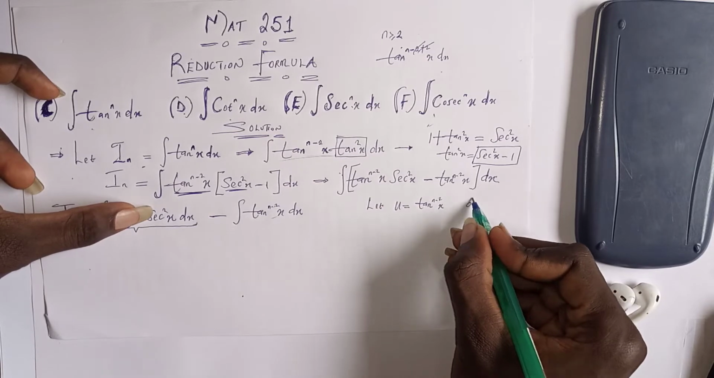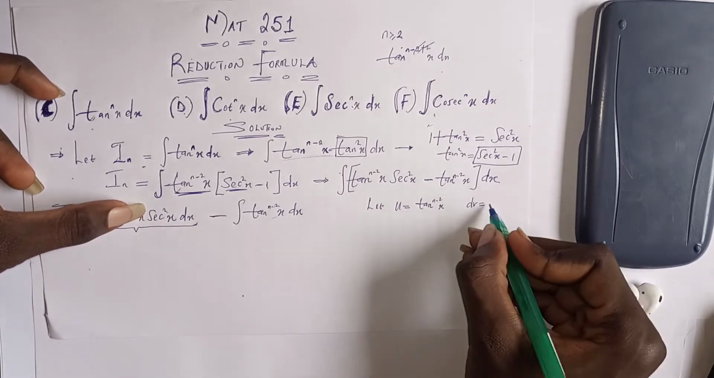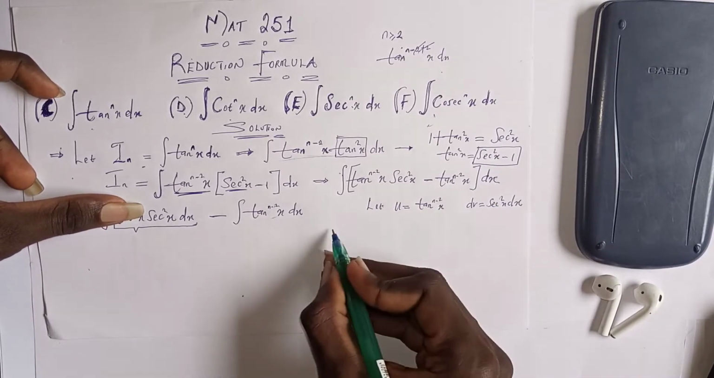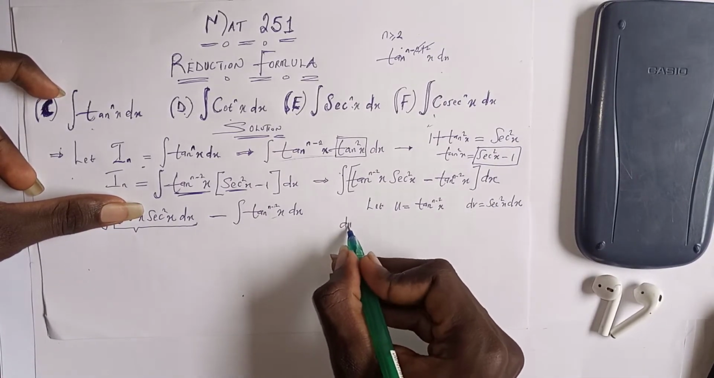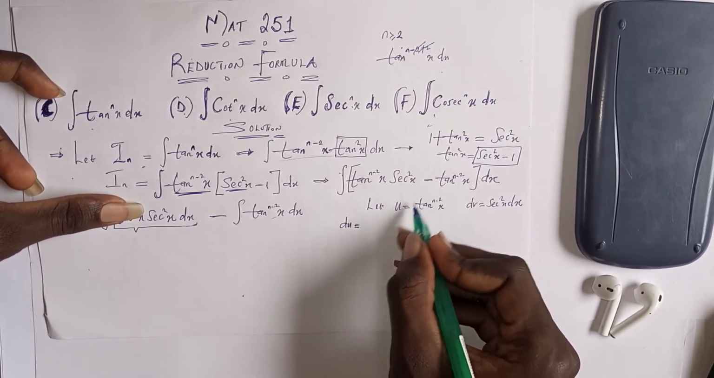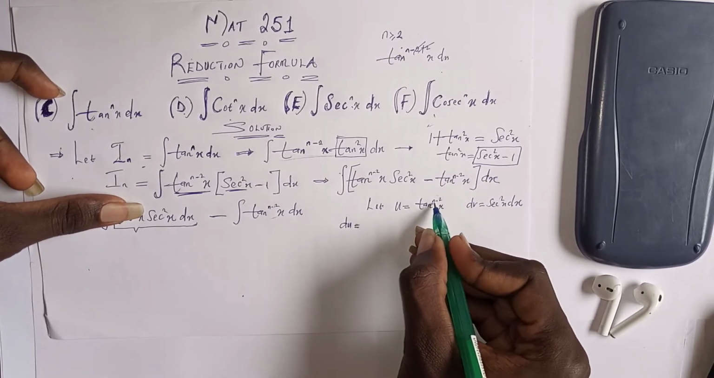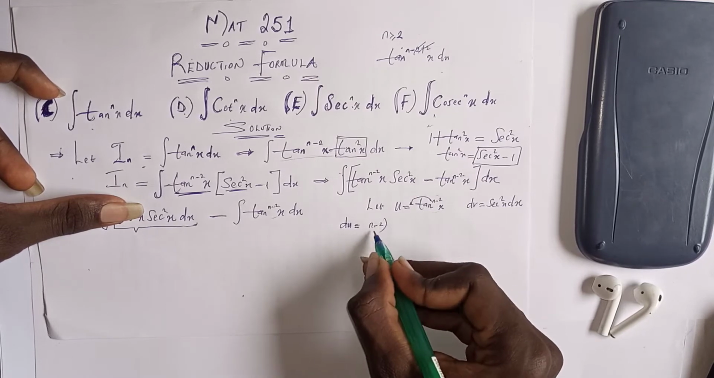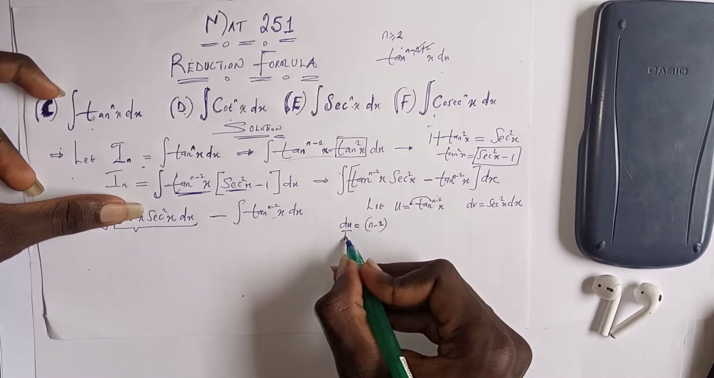And we let dv represent the rest of the expression there, that's sec square x dx. Now if I need to find du, that simply implies differentiate this. That is, differentiate this expression means this comes down, you write n minus 2 first. Remember, this is du dx.